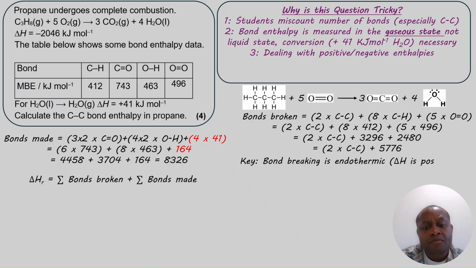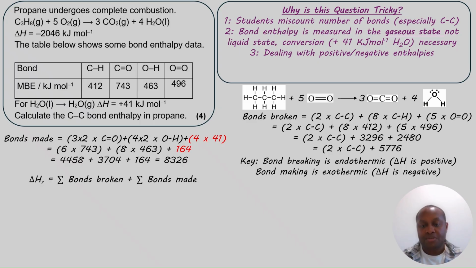The key thing to note is that bond breaking is endothermic. So if we have a bond and we want to break that bond, then we will need to put some energy in to split that bond. On the other hand, bond making is exothermic. So if we make a bond, we release energy. Therefore, the enthalpy change of reaction will be negative. This means that the bonds broken side, 2 times C-C plus 5776, will come with a positive, and the bonds made side, which is 8326, will come with a negative sign.